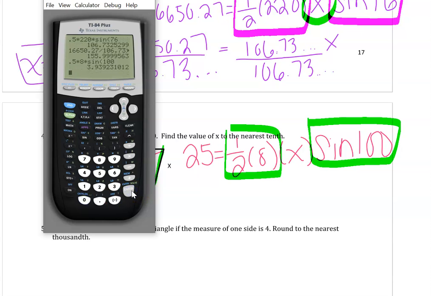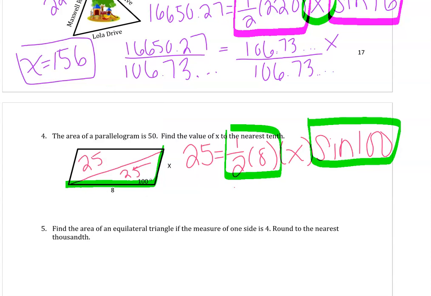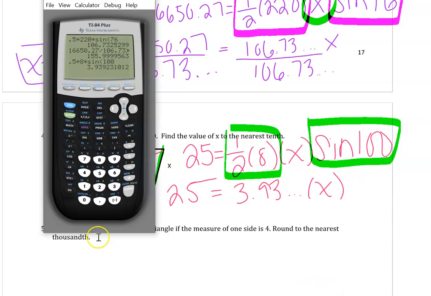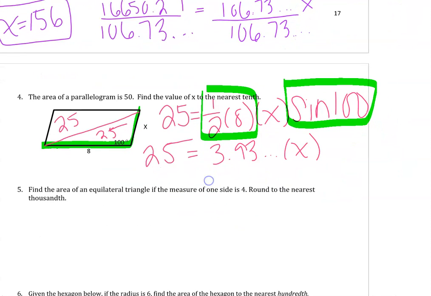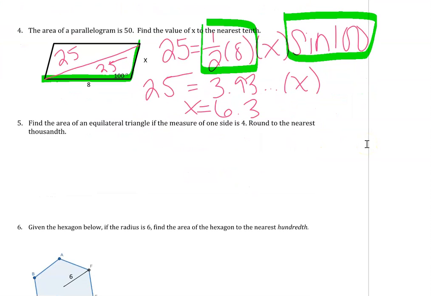Okay, and I get this 3.93 number times x equals 25. So in order to solve for x, we would just divide by that number. So to the nearest tenth, we're getting 6.3. And then we're done.